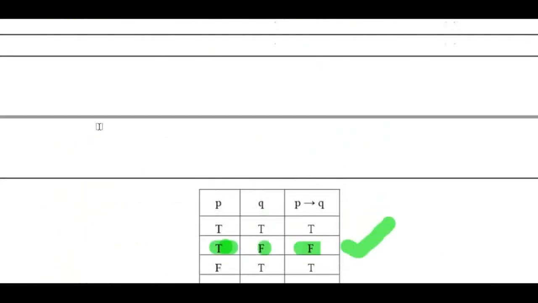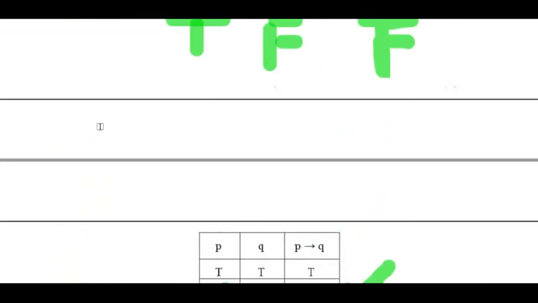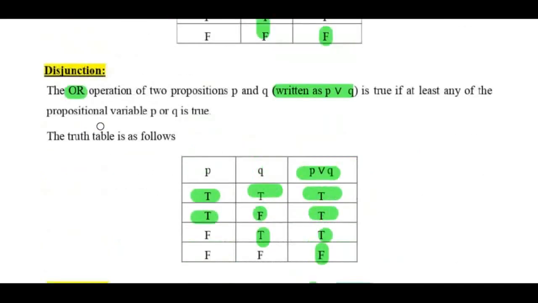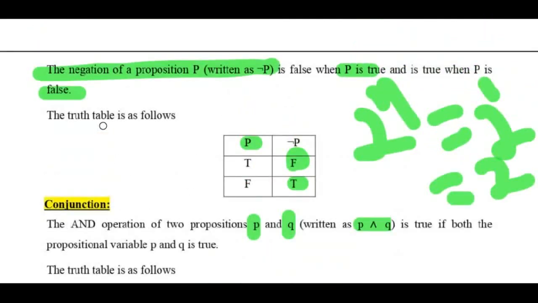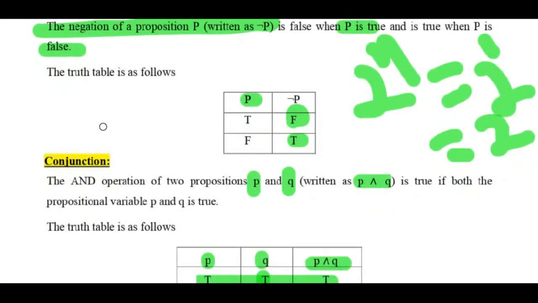Next, we discuss five types of connectives. The first connective is the negation connective. If the P statement, the given statement, is true, then negation P is false. Let us consider the given statement is false, then the negation P is true. So true becomes false and false becomes true. That is called a negation statement.